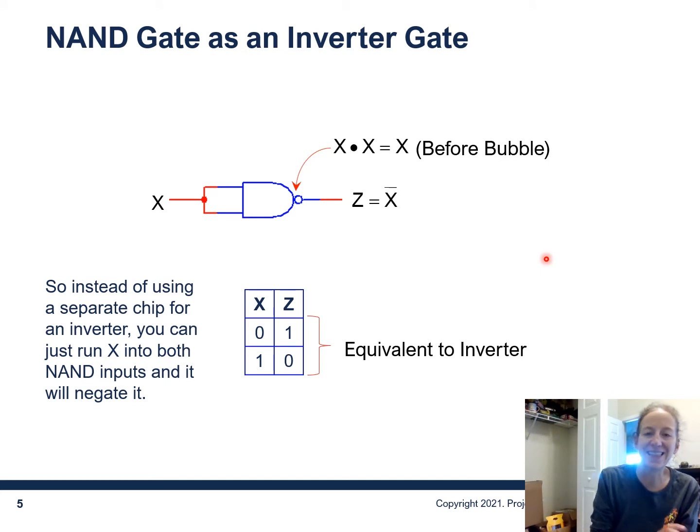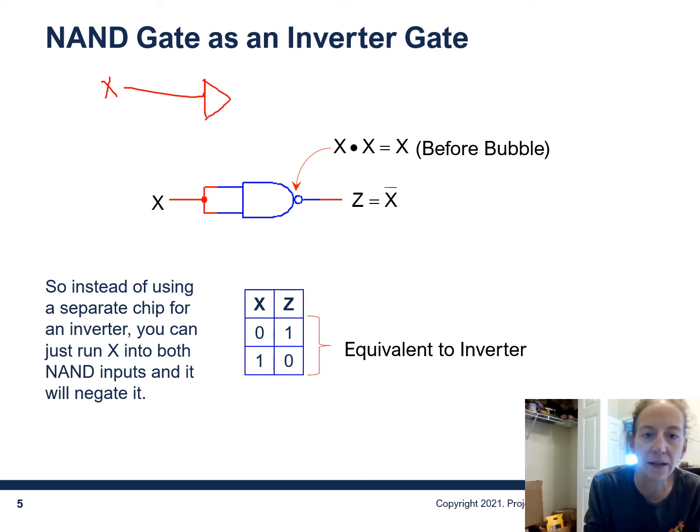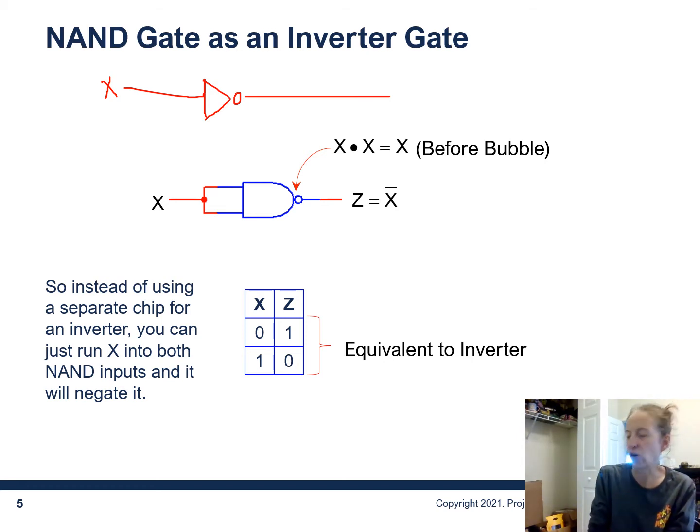So now we get into this. This is the explanation of how you can take your AOI logic and replace it with a NAND gate. So suppose you want an inverter, okay? So you want to take X and run it into an inverter, like so. But now we're saying, well, you can't use an inverter. So what can you do instead? Well, if you want to use a NAND gate as an inverter, what you do is instead of using a separate chip for an inverter, you can run X into both NAND inputs and it will negate it.